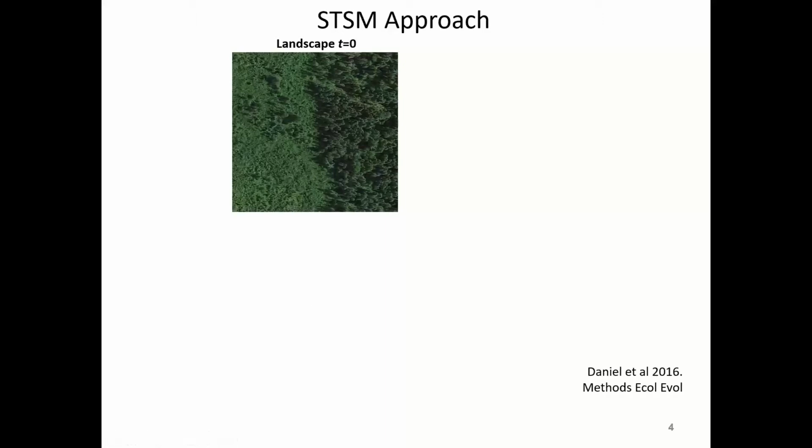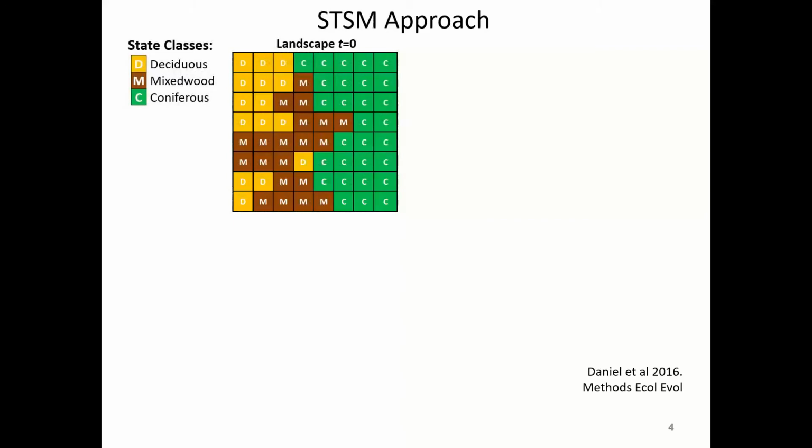The basic math behind the state and transition simulation model approach is very, very simple. You have a landscape, you divide it into spatial cells, and you come up with a lexicon for the states that you wish to represent in your landscape. And you have to assign each cell to one of those discrete states. I show a very simple model here with 3 possible states. And you can optionally add a counter to that.